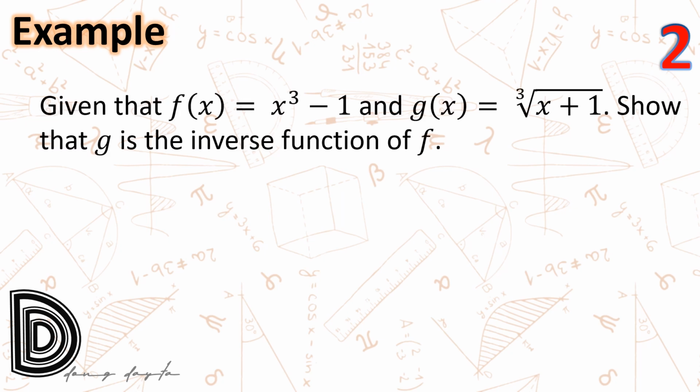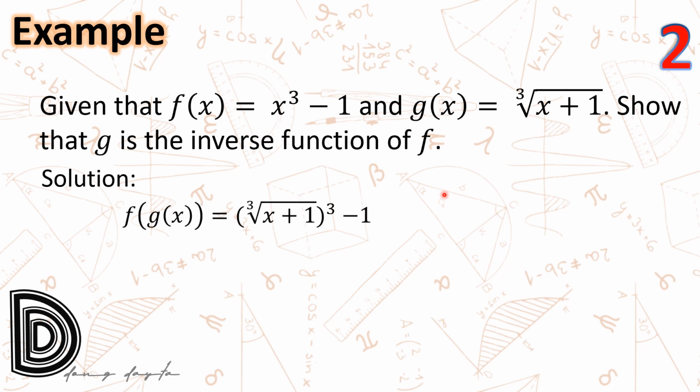Let us try for an example. Given that f of x is equal to x cubed minus 1 and g of x is equal to the cube root of x plus 1, show that g is the inverse function of f. To show that g and f are inverses, we use the theorem shown in the previous slide. So first, we get the composition f of g of x. We learned this in the evaluation of function. So to x in f of x, we substitute g of x, which is cube root of x plus 1.